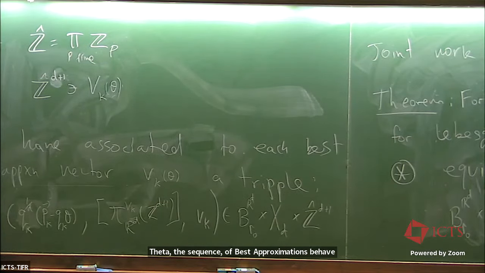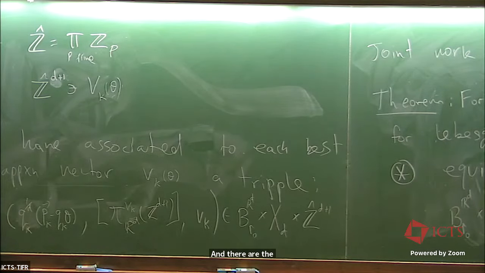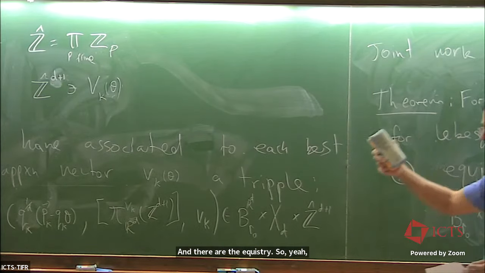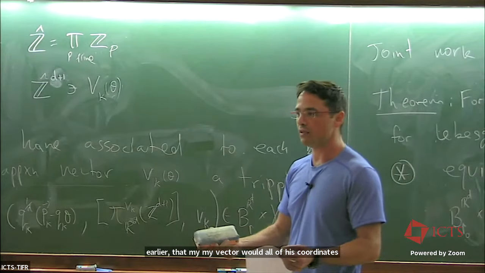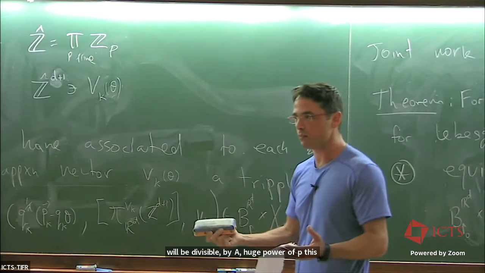So it equidistributes inside a certain compact group, but actually not in the whole compact group, because it cannot. By definition, these are primitive vectors, so they are stuck inside a single orbit of SL_{d+1}(Ẑ), and there they equidistribute. Okay, so what I said earlier, that my vector would have all of its coordinates divisible by a huge power of p, is impossible, right?